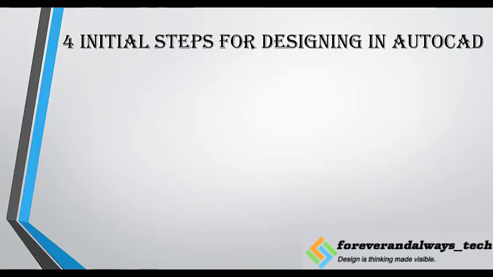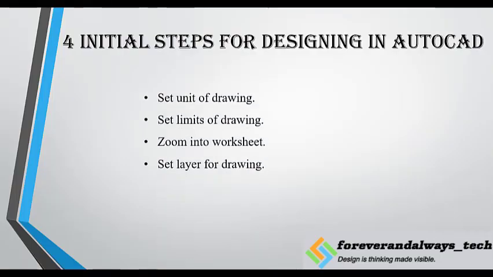Next we will do 4 initial steps for designing in AutoCAD that you must know while designing in AutoCAD. Let's start. The very first step is set unit for drawing. Here we set the unit for the drawing, like in mm, meters, inches or feet and so on. Now the second step is set limit of drawing. In that we set the area in which we want to work.